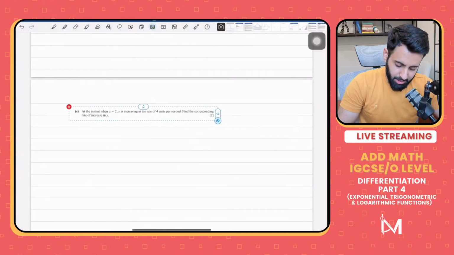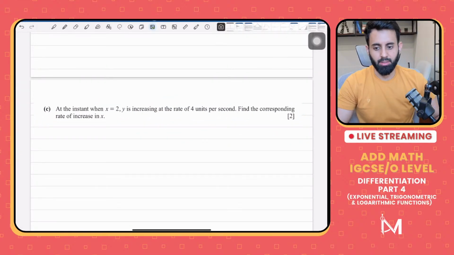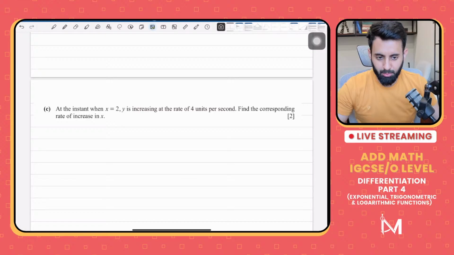This is a continuation of this. Okay, it's the same question. It's a continuation. Rates of change. Now, rates of change are basically my favorite questions. At the instant when x is equal to 2, y is increasing at a rate of 4 units. Find the corresponding rate of increase of x. Okay, for the last part, can we directly write the answer? No, you have to show your working.